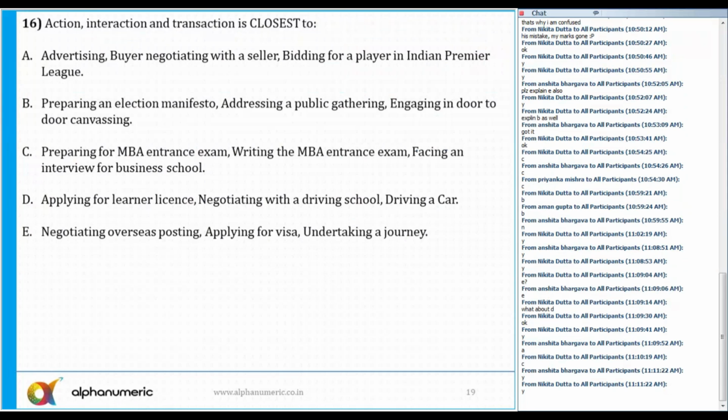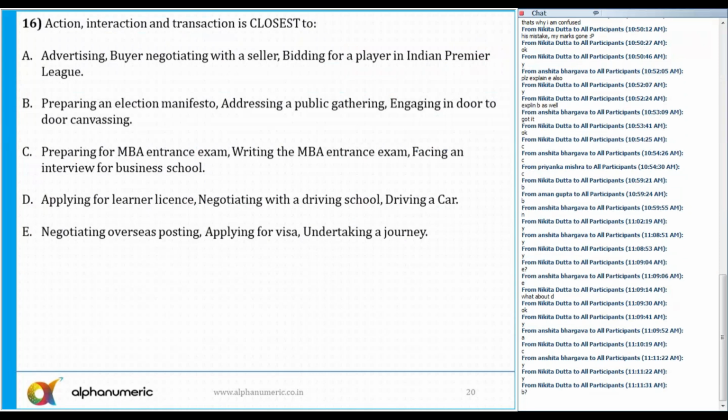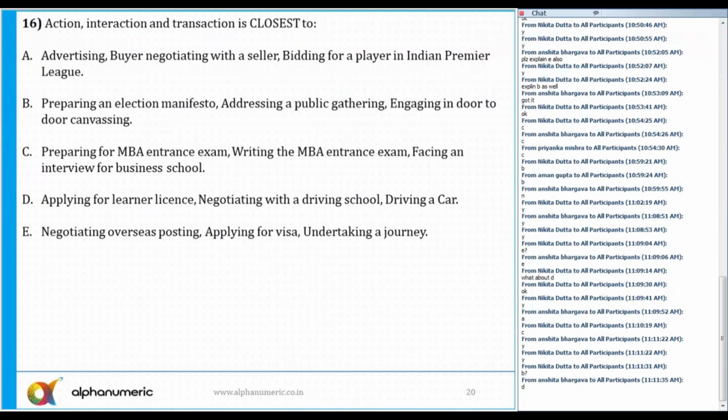Number 16. Action, interaction, and transaction is closest to action, interaction, and transaction. Number B, no, number A. Answer is number A. Number B is not right. When you prepare an election manifesto, action.